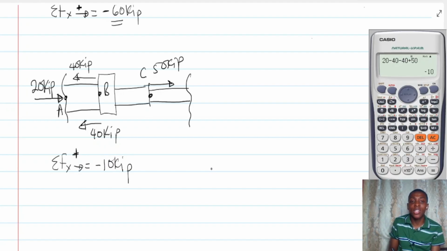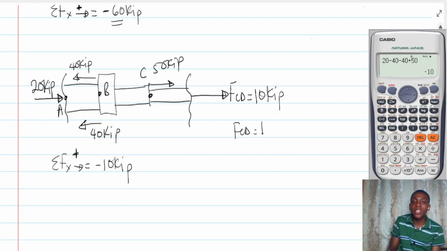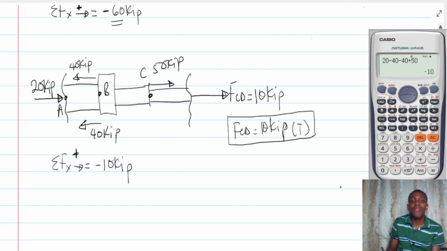in the negative direction. For this whole portion to be in equilibrium, I need to attach a force. Minus 10 means a compressive force, so I need to attach a tensile force of magnitude, of course, that is the FCD, of 10 kip. So in other words, our FCD is a 10 kip tensile force.